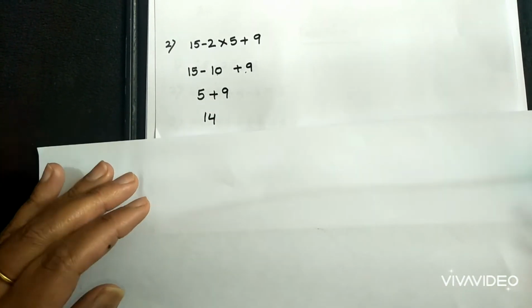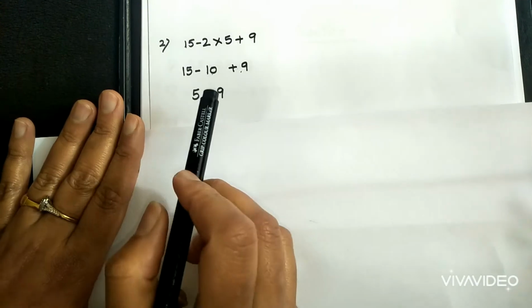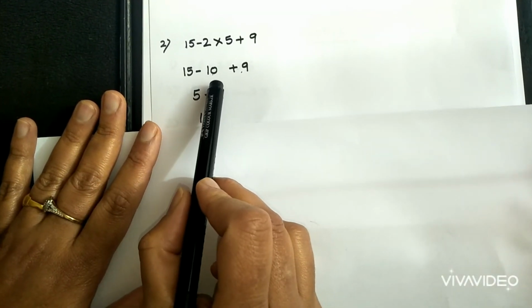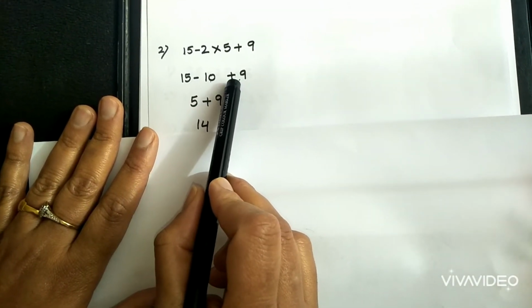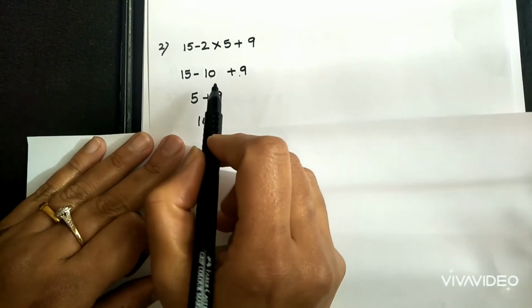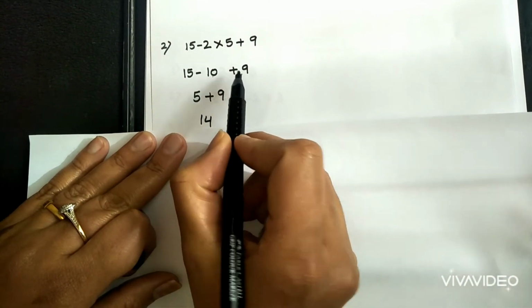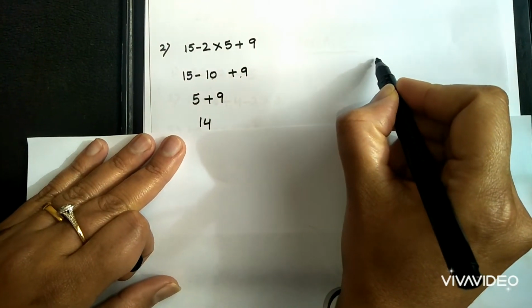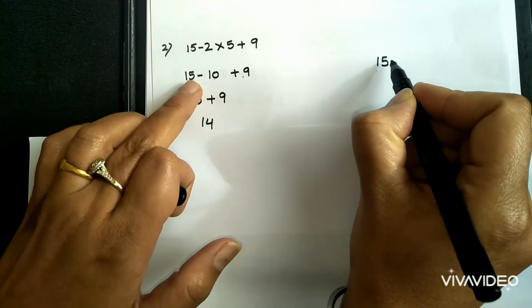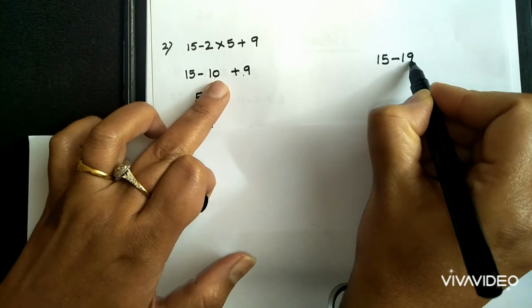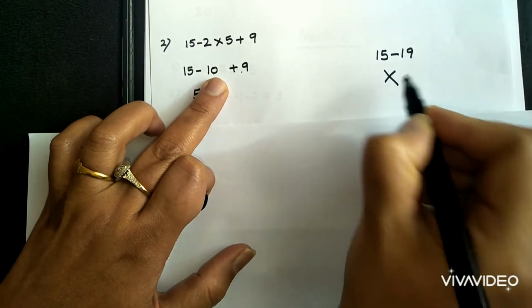Here students, just look very carefully at what some students do. Even my son does it wrong sometimes. He usually first adds 10 and 9. That gives 19. That means 15 as it is minus 19. But that gives us the wrong answer.